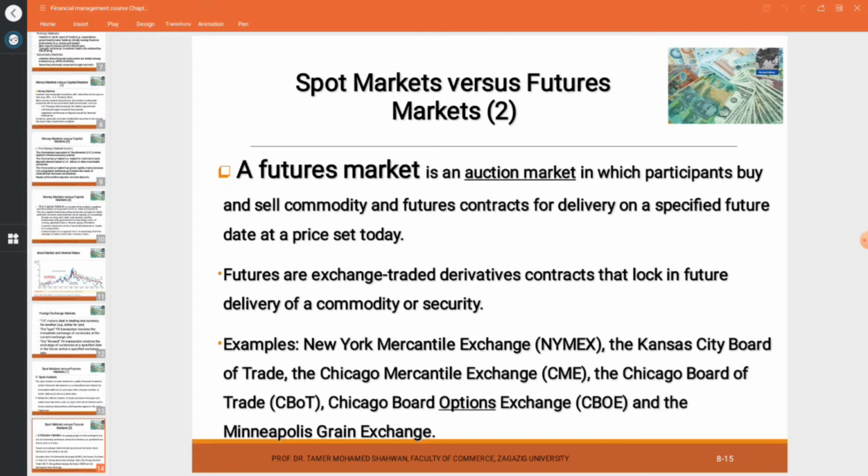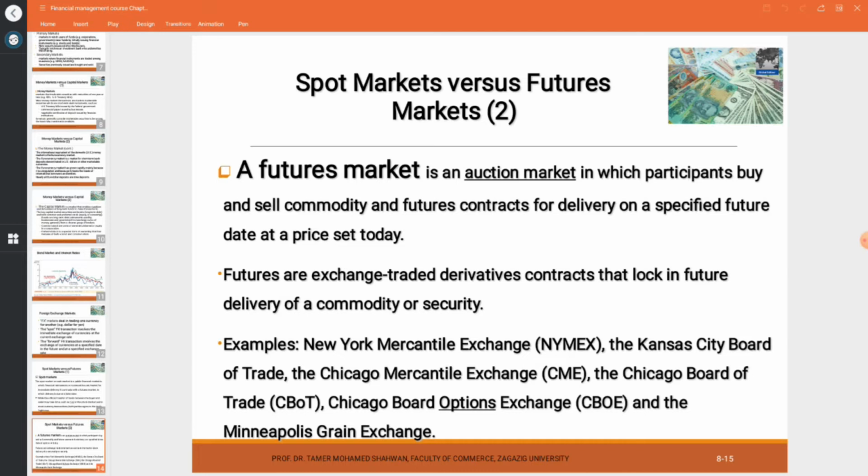One of the very famous futures markets is what we call the New York Mercantile Exchange, NYMEX, and the Kansas City Board of Trade, and the Chicago Mercantile Exchange, CME, and the Chicago Board of Trade, CBOT, and we have what we call the Chicago Board Options Exchange and the Minneapolis Grain Exchange.